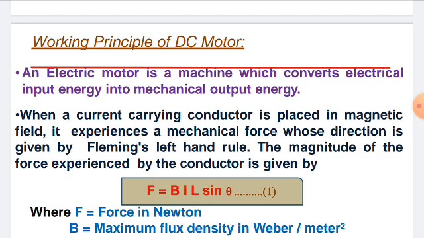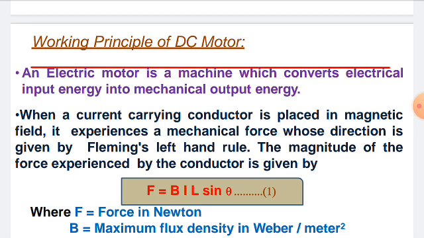Definition of DC motor. A DC motor is defined as a class of electrical motors that convert direct current electrical energy into mechanical energy. From the above definition, we can conclude that any electrical motor that is operated using direct current, or DC, is called a DC motor.